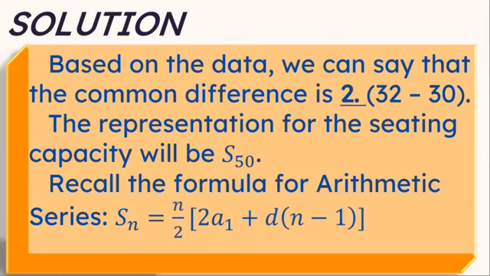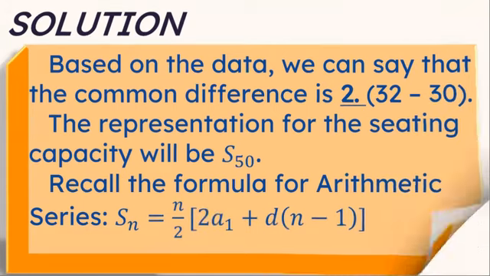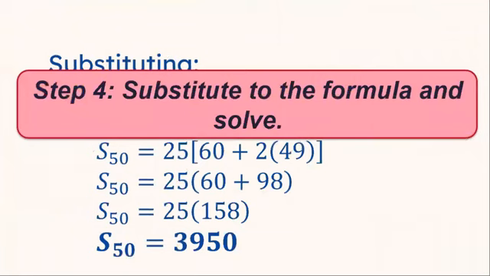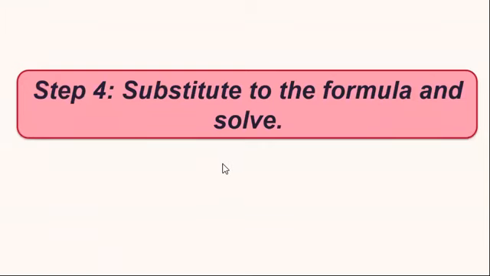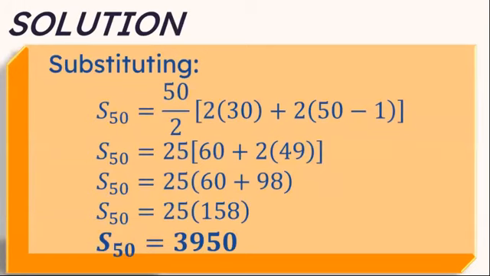Then recall the formula for arithmetic series. Since the last term is not given, we are going to use the first formula, which is S sub n is equal to n over 2 times the quantity 2a sub 1 plus d times n minus 1. For our fourth step, we substitute to the given formula and then solve. By substitution, S sub 50 is equal to 50 over 2 times the quantity 2 times 30 plus 2 times 50 minus 1. Our answer will be 3,950.